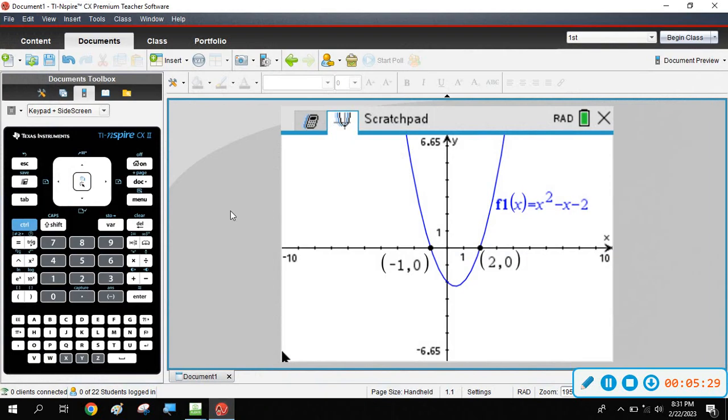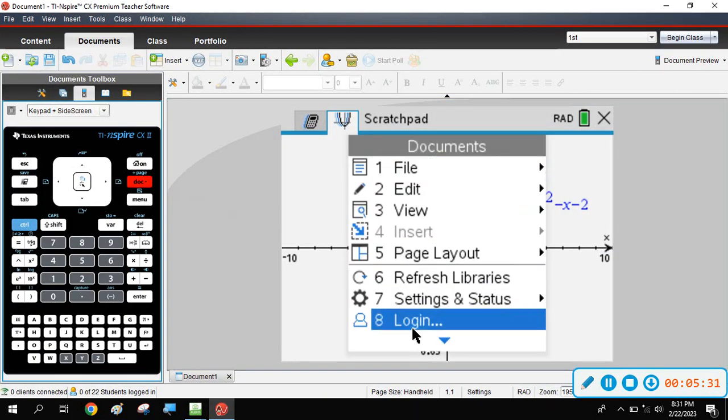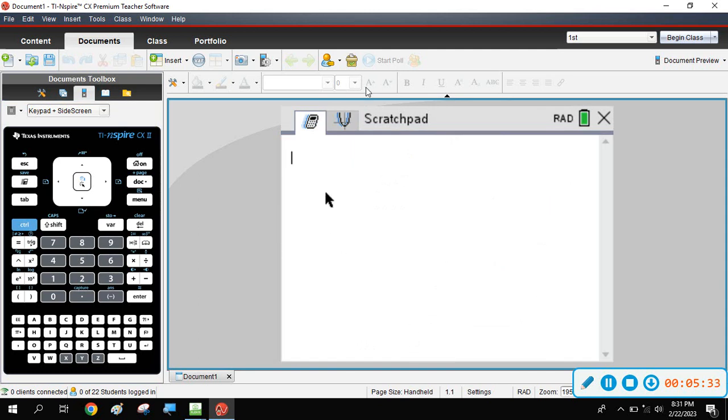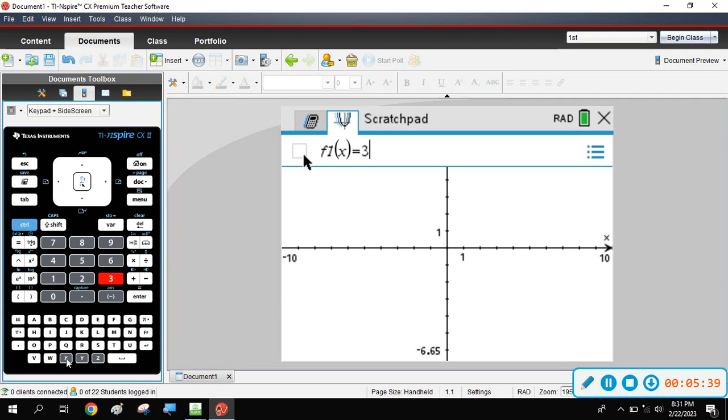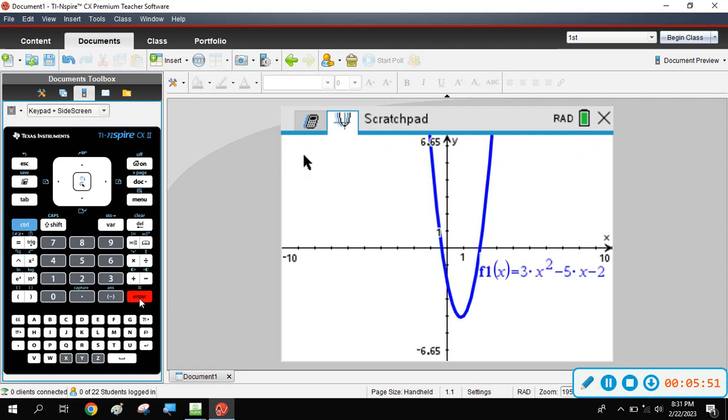So I'll come back here. Whatever's there, doc B, clear it off. Let's go back to the next one here. So now I can go and plug this in, 3x squared minus 5x and minus 2. We'll press enter. We see that it crosses the x-axis in two places, so there are two solutions, two roots, two zeros.